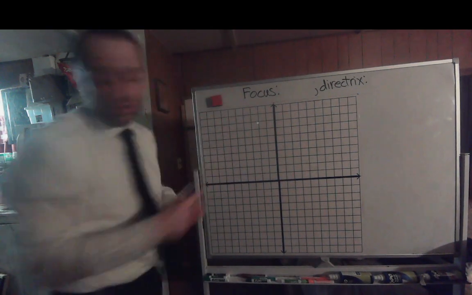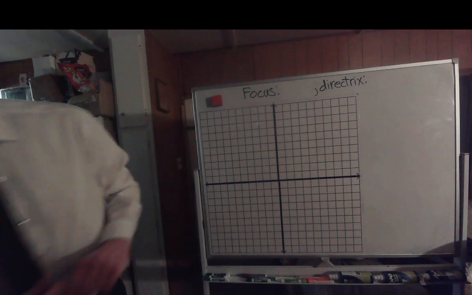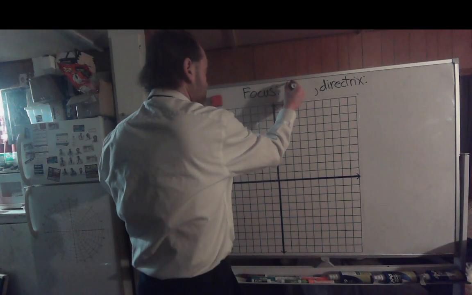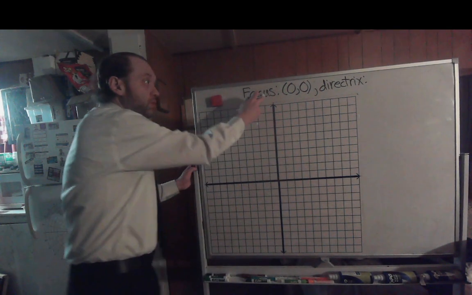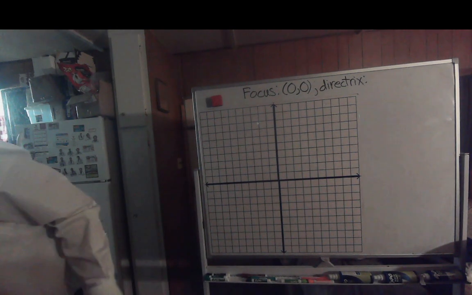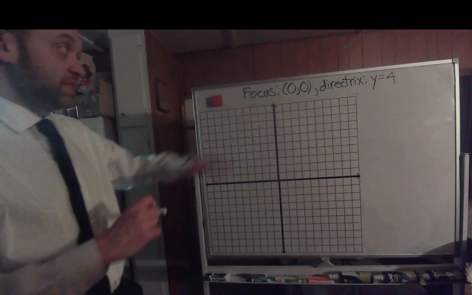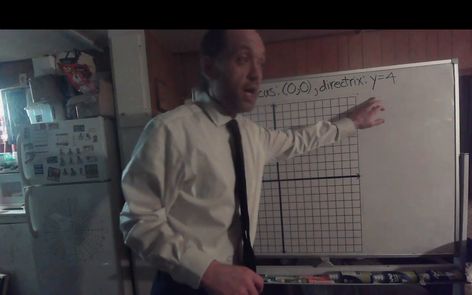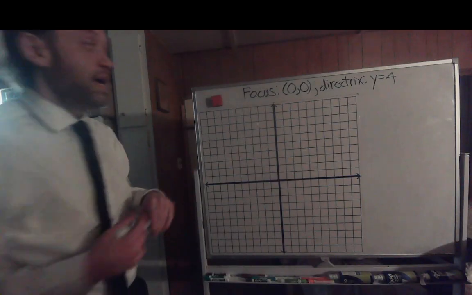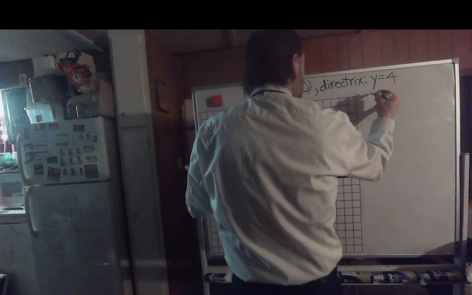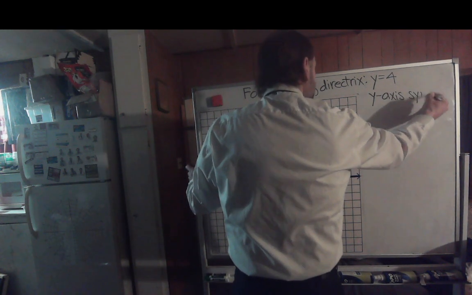Alright, what about this one: the focus is (0, 0), so don't mistake that for the vertex of (0, 0). The focus is (0, 0). Your directrix is y equals 4. So the focus is at the origin, the directrix is y equals 4. Well, that gives it away that we have y-axis symmetry, right? So what does that mean?